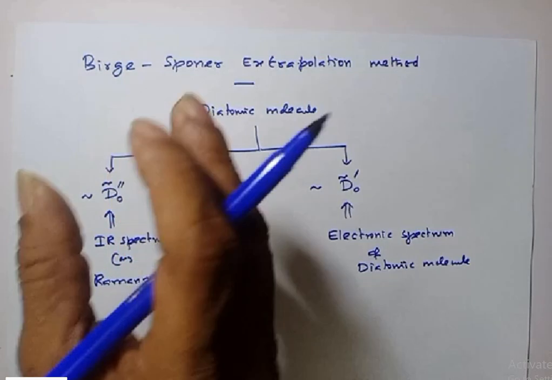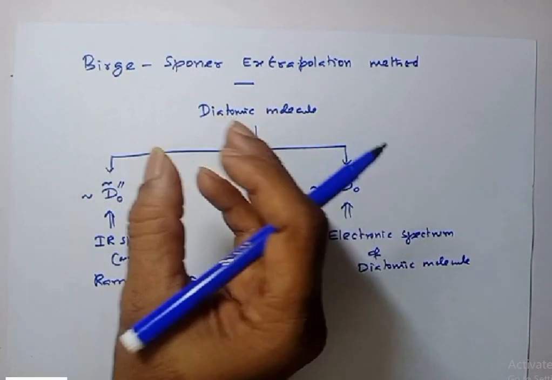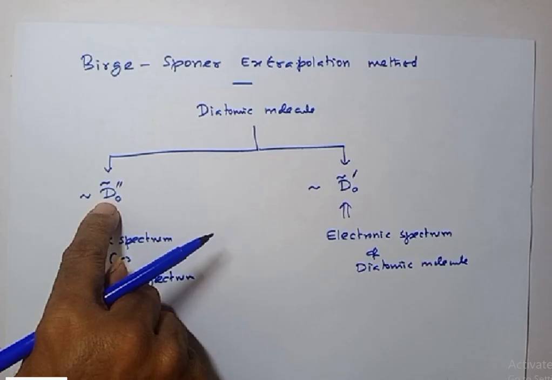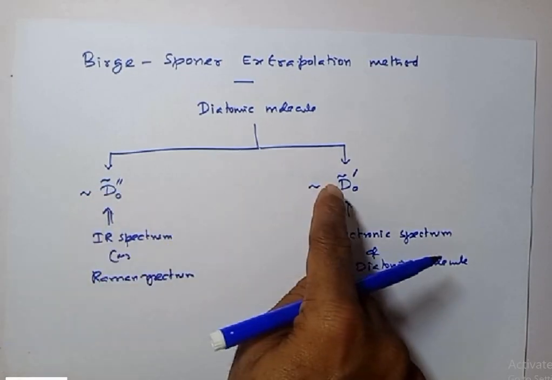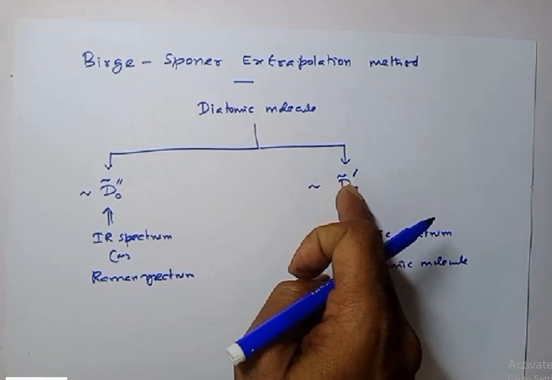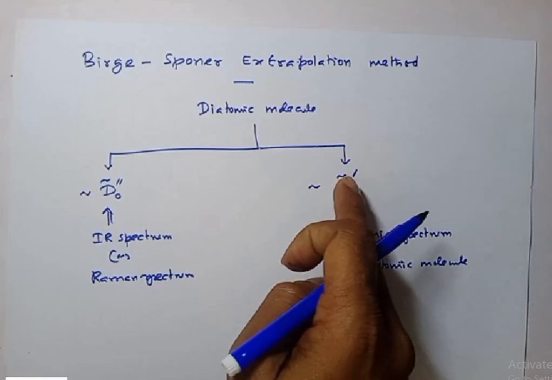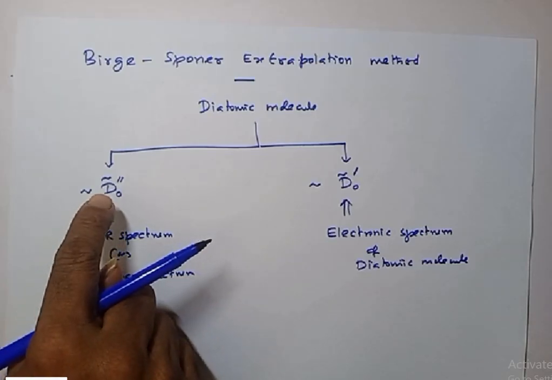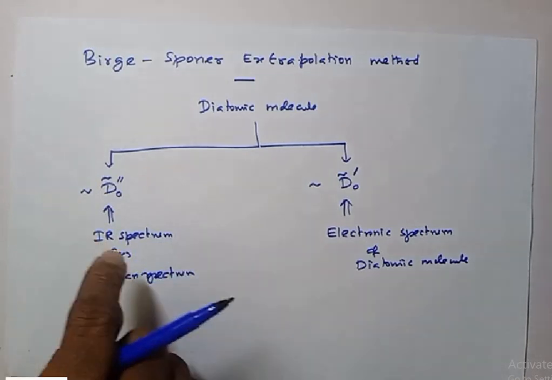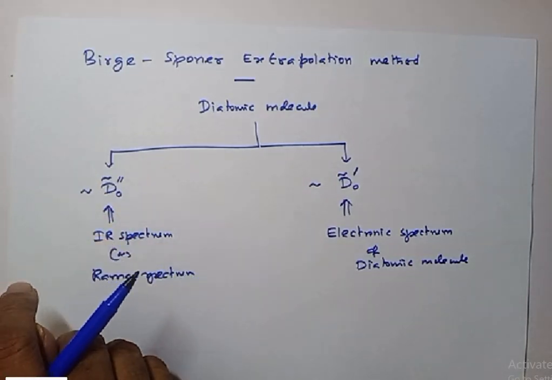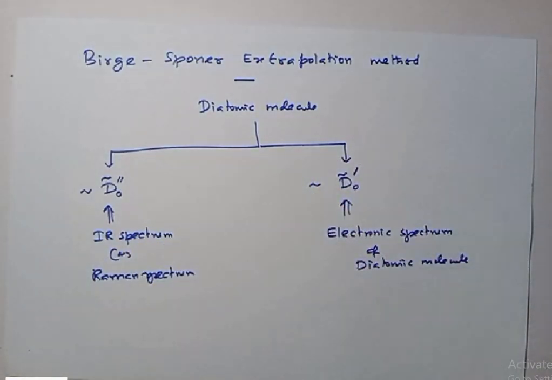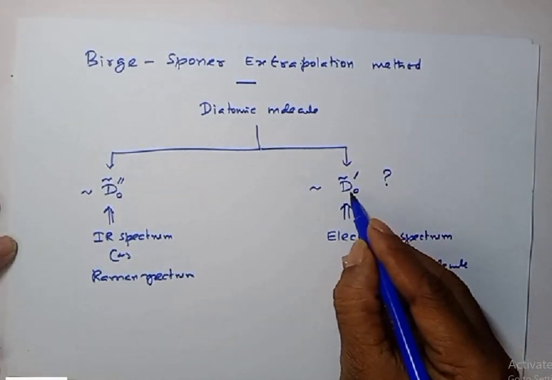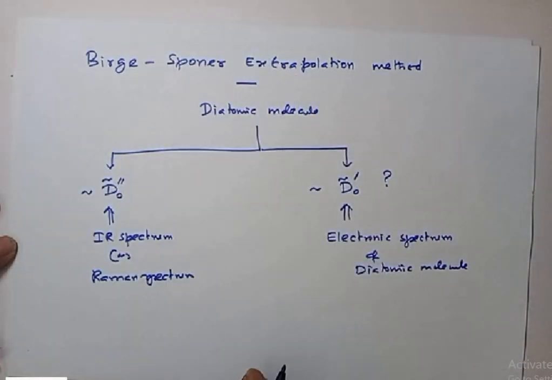The Birge-Sponer method is an important technique by which we can find the approximate dissociation energy of the molecule in the ground electronic state or in the excited electronic state. To find it in the excited electronic state, we need the electronic spectrum. To find it in the ground electronic state, we need either the IR spectrum or the Raman spectrum. Now, I am going to discuss how to find the dissociation energy of the molecule in the excited electronic state using the Birge-Sponer extrapolation method.